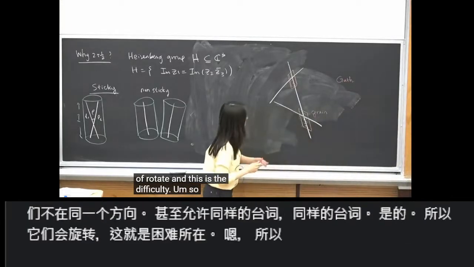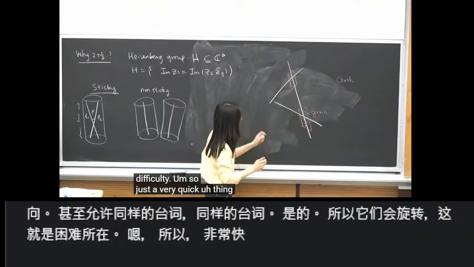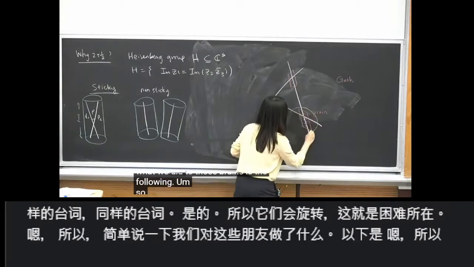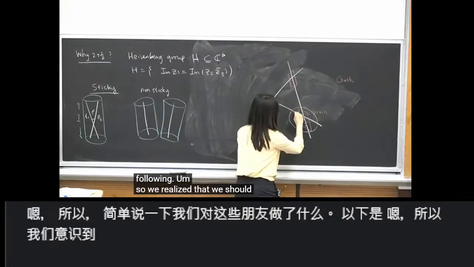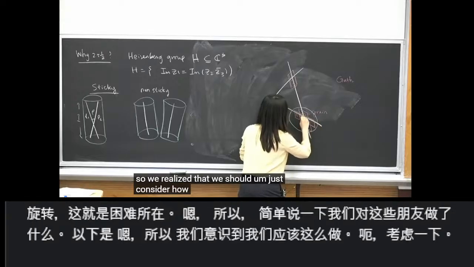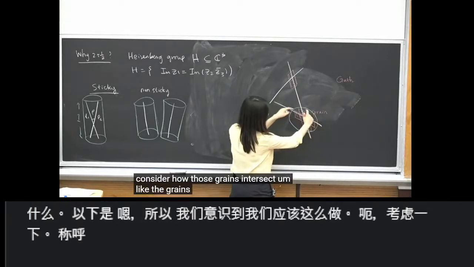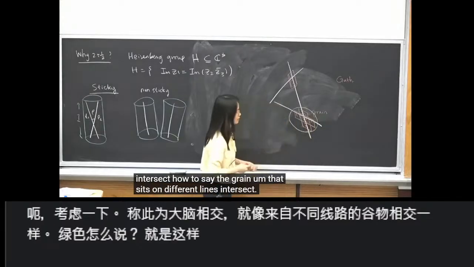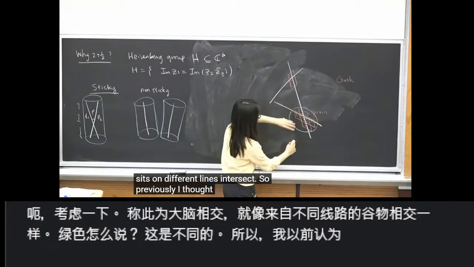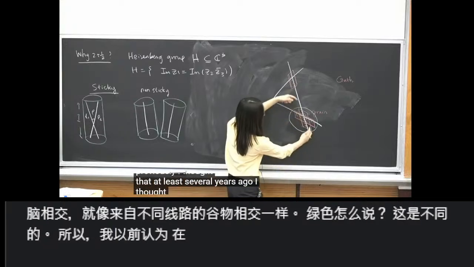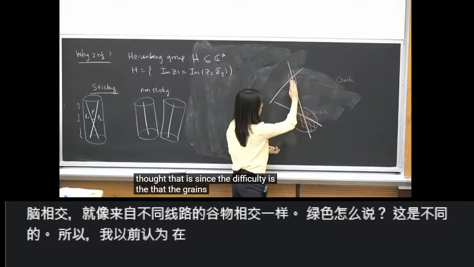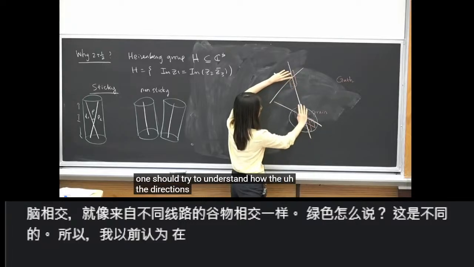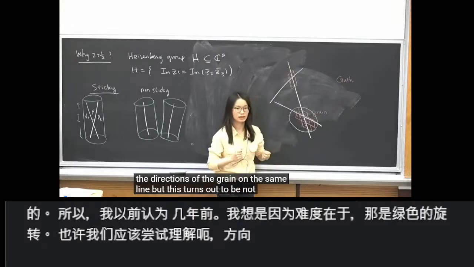So just a very quick comment on what we did to those grains. We realized that we should just consider how the grains from different lines intersect. Previously, at least several years ago, I thought that since the difficulty is that the grains sort of rotate, maybe one should try to understand how the directions of the grains change on the same line. But this turns out to be not that relevant for the problem.